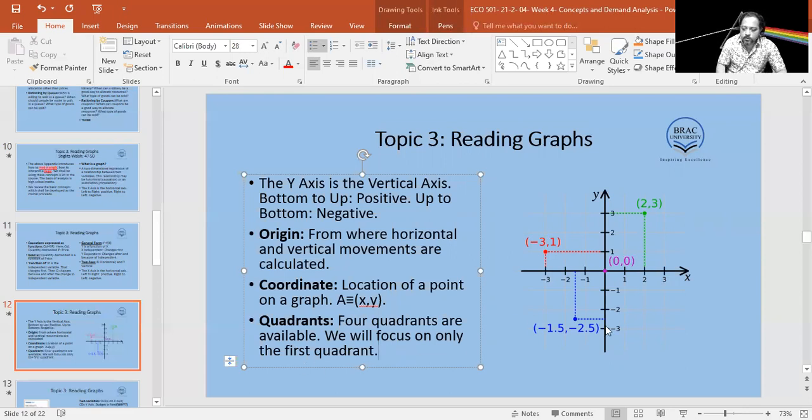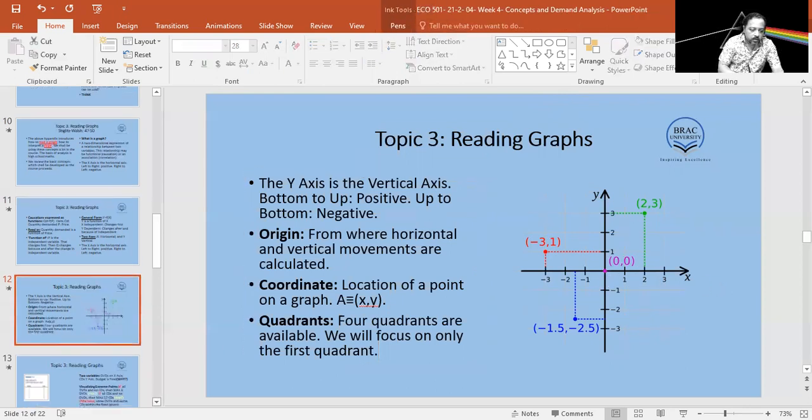This is a convention. Now we have 4 quadrants in a graph, but in economics, we are not interested in all 4 quadrants. Why? In economics, we don't experience negative price. Price may fall, but price will never be negative. We don't experience negative quantity. Quantity may increase, quantity may decrease, but we never see a negative quantity. Because of that, we focus only on the first quadrant.